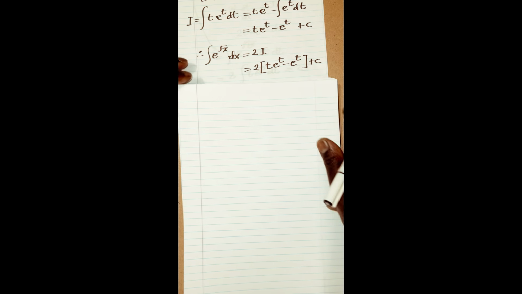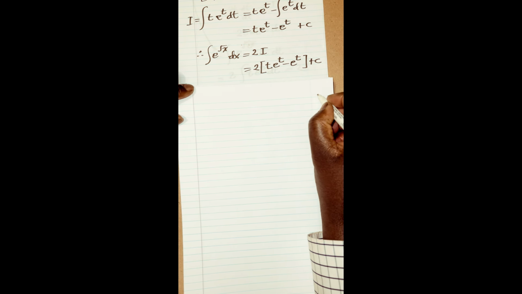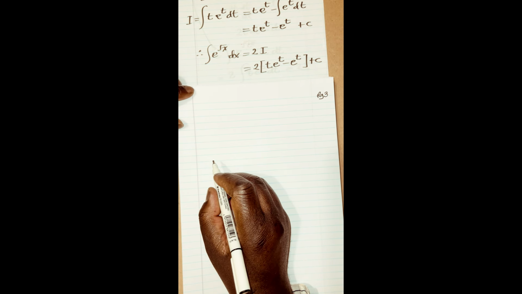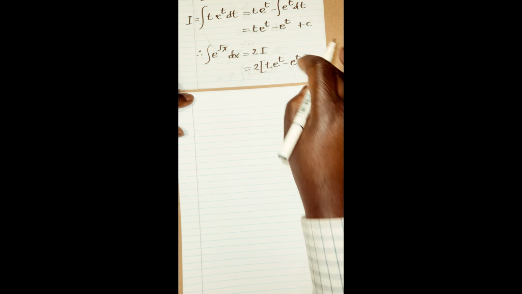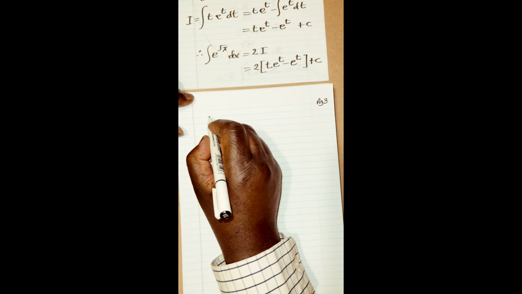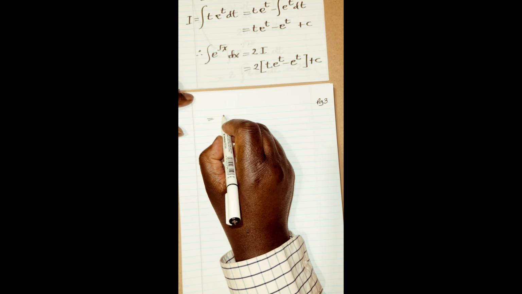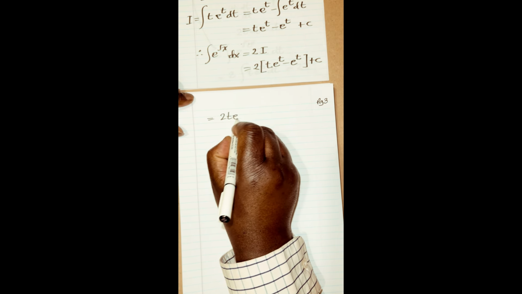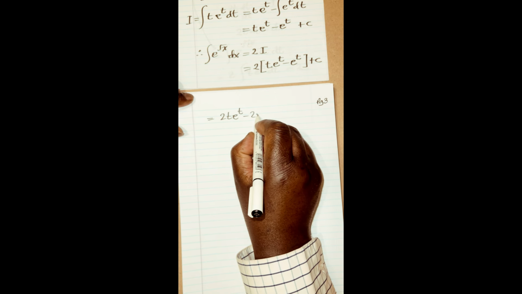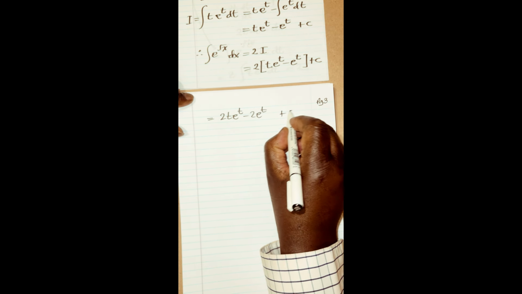Now, let me put these papers in order. Right, here we are. This is page 3. Now, what are we saying? We have to simplify that, remove the brackets, and what do we get? We get 2t e to the power t minus 2e to the power t, and then plus c.